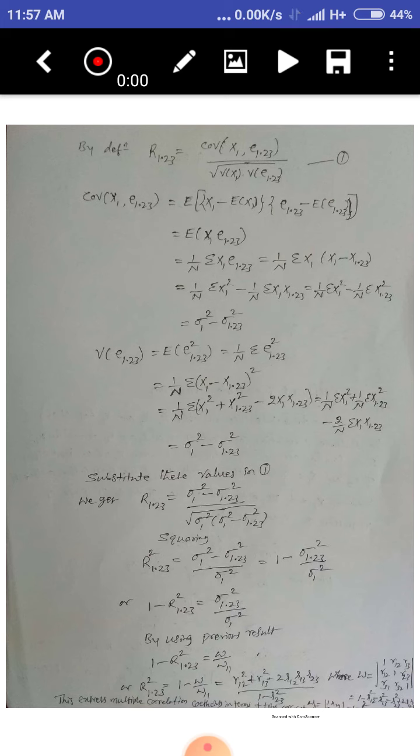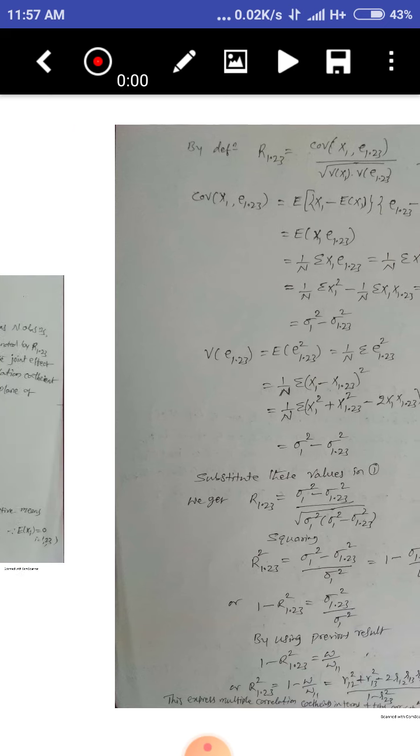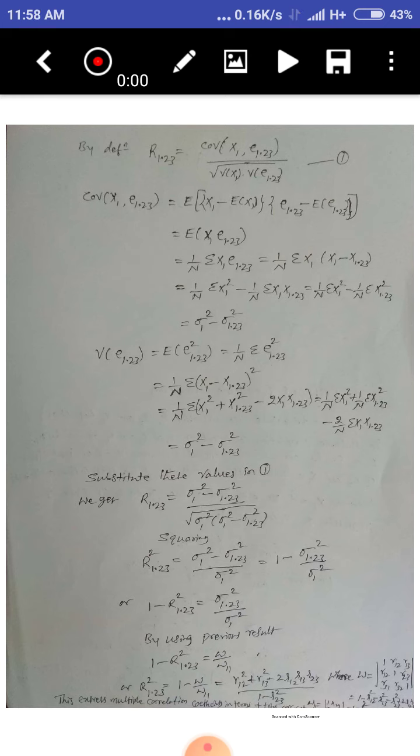Therefore, capital R1.23 square is nothing but 1 minus omega upon omega 1,1. That equals R12 square plus R13 square minus 2 R12, R13, R23 divided by 1 minus R23 square. So this is the important relation between the multiple correlation and the usual correlation coefficients. So understand, capital R1.23 square equals R12 square plus R13 square minus 2 R12, R13, R23 divided by 1 minus R23 square. So this is the important relation.